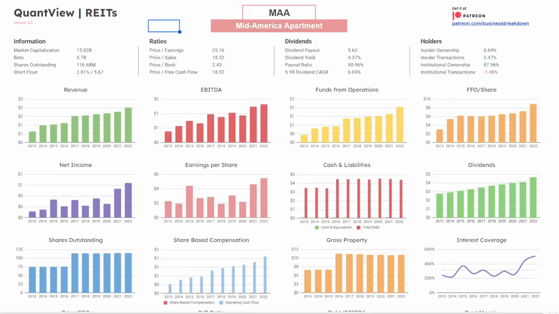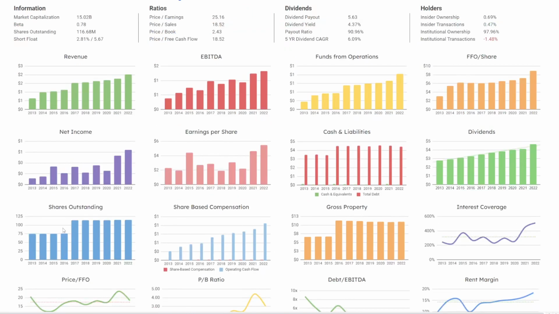Let's move over to our QuantView Stock Insight tool to get a broader insight into how MAA is performing. As we can see here, the revenue has been going up very nicely over the past 10 years. This is a recurring trend we can see in the EBITDA and funds from operations as well. Their AFFO per share has been flat for some years, but in general it has been in an uptrend. This flat period has been caused by their share count dilution in 2017, which they used to acquire more property.